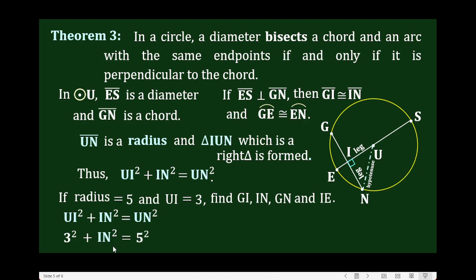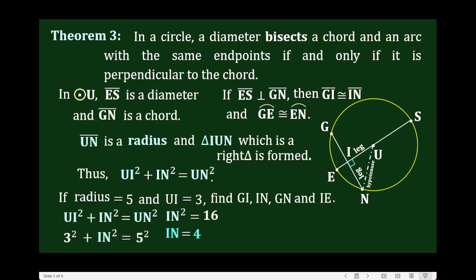Then, solving for IN from this equation, we transpose 3 squared to the right side and subtract it from the square of 5. So IN squared is now equal to 25 minus 9, and 25 minus 9 is 16. To get IN, we get the square root of both sides, so that the left side is simply IN, and the right side is the square root of 16. We know that the square root of 16 is 4. So we're done solving IN.